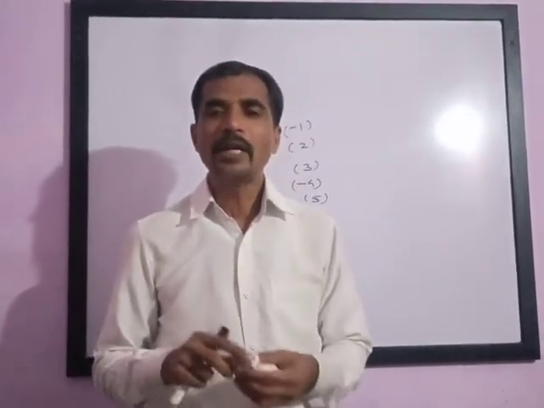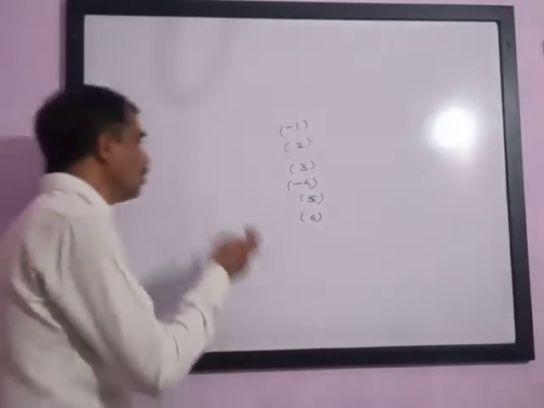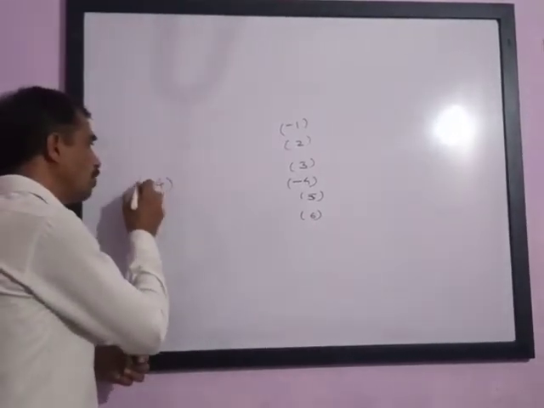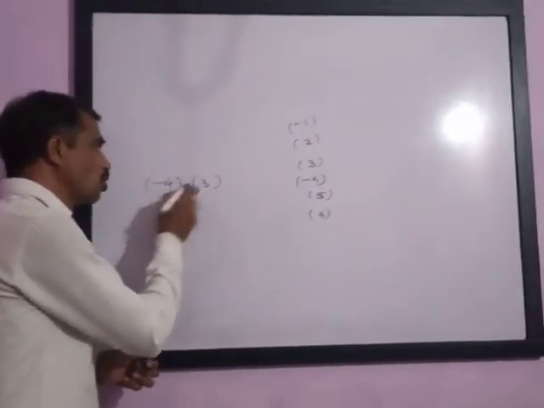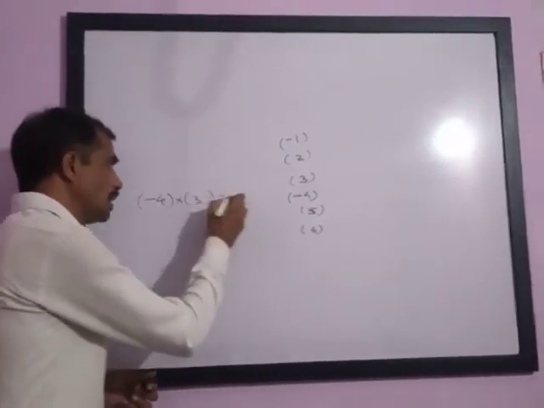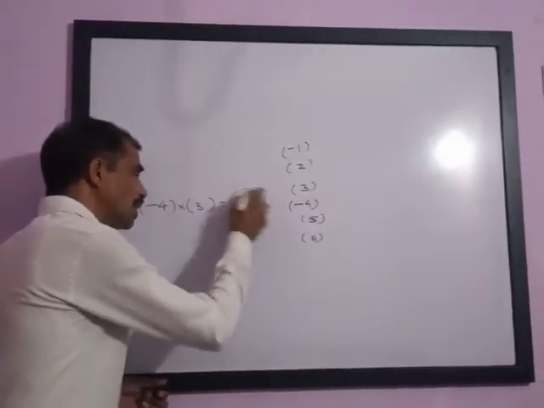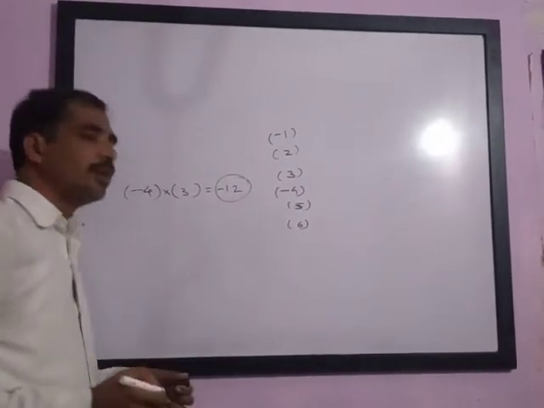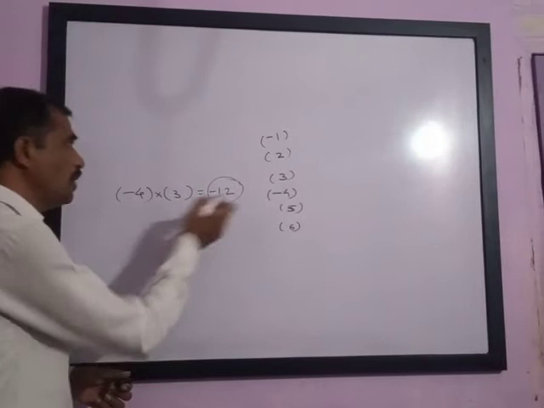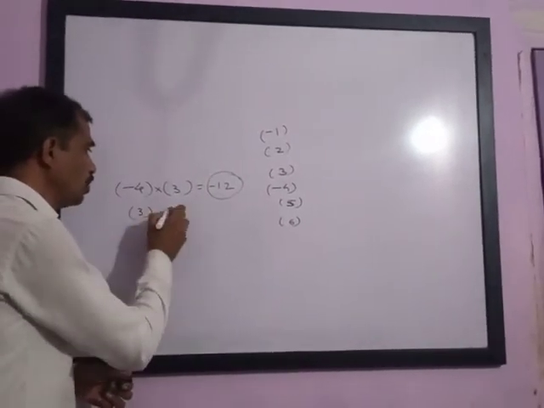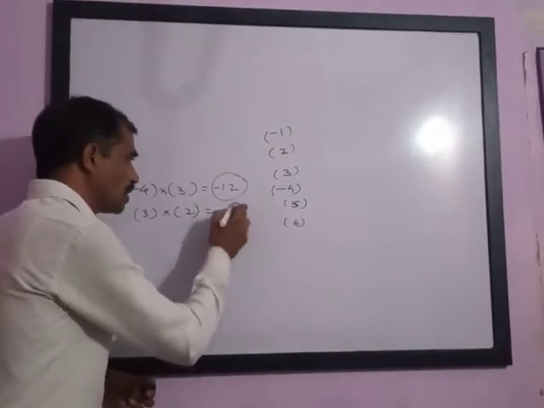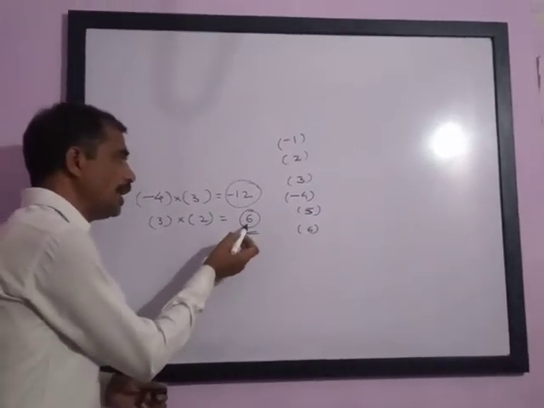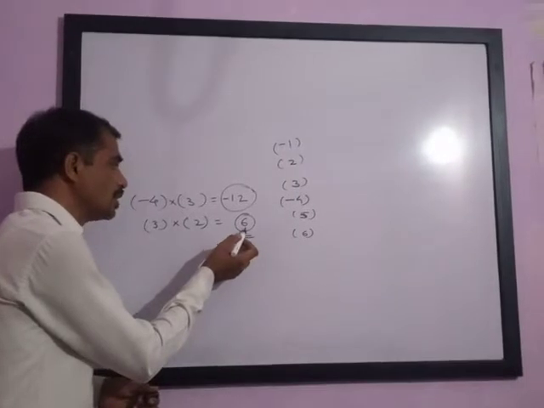If I get negative 4 and positive 3, I am going to take the product of these two integers. So minus 4 into 3 is negative 12. So I am going to consider negative 12 while playing the game. If it is 3 into 2, then it will be positive 6. Please try to understand. While playing the game, I am going to consider this positive 6.